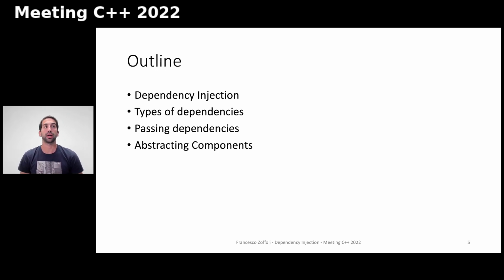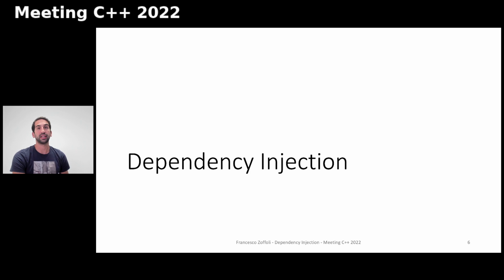So what are we going to talk about today? We are going to look a bit at dependency injection and what it is. Then we are going to see what the types of dependencies are, how we can pass dependencies around, and finally we are going to see how we can abstract components. So what is dependency injection?